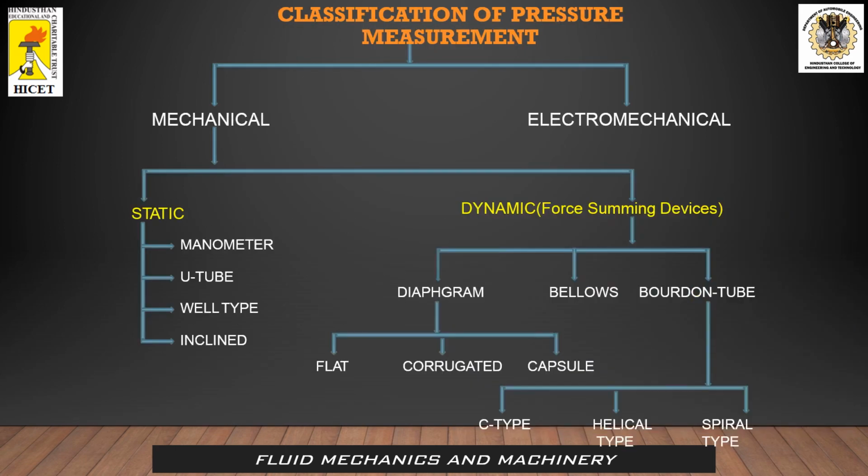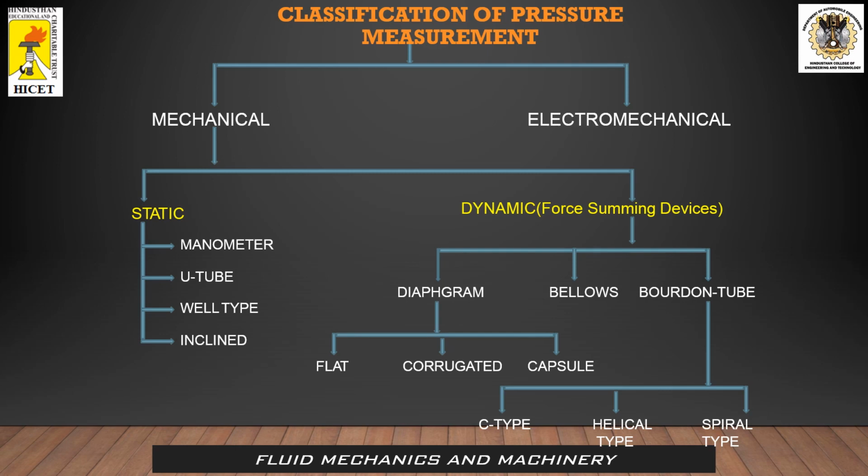Then, about the classification of pressure measurement systems, there are two different methods. One is based on mechanical systems, whereas the other is based on electromechanical systems. In this presentation, we are going to concentrate only on mechanical systems. Again, as we discussed in the previous slides, pressure can be of static type or dynamic type.